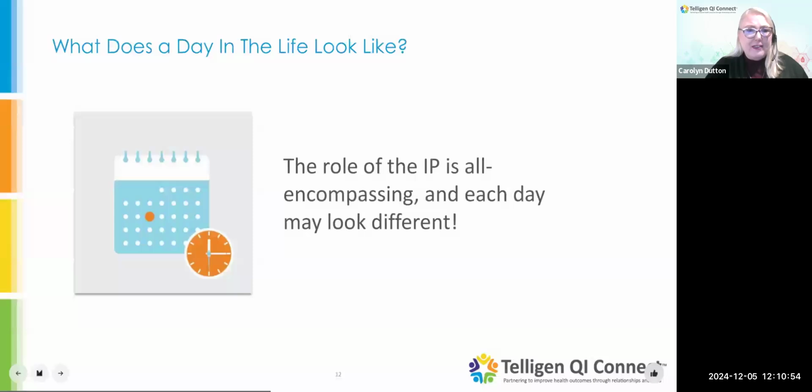Remember that this is not every detailed task that we're going to cover today. It's just a general guide to help you know where to start or how you could possibly set up your day and organize yourself. Next slide.